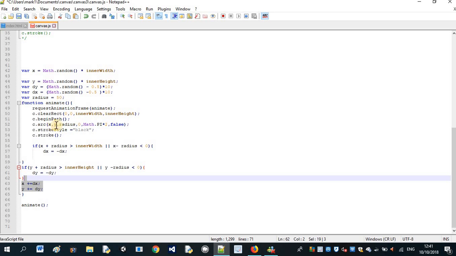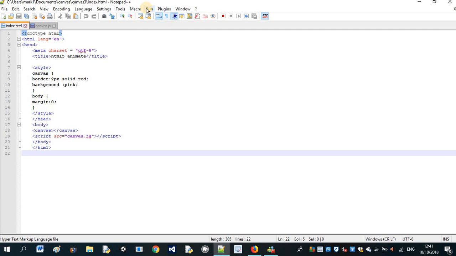So that means if x plus the radius is greater than the inner width, or when it hits just here at 50, the radius, it is going to go back, because we're saying here x minus radius less than 0, then dx equals minus dx. So the velocity is positive, it hits there based on this condition, the velocity is then negative, and it goes back and forth, back and forth. Exact same thing here for the height. So let's just have a look at it. You can write this code yourself, it's not that hard.